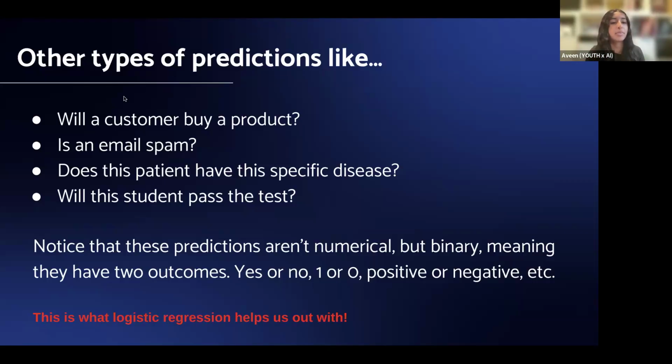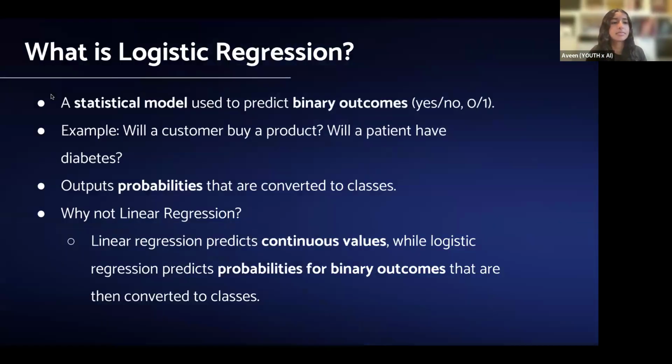This is what logistic regression is helping us with. So what is logistic regression? Logistic regression is a statistical model used to predict binary outcomes, like I was saying, yes or no, one or zero. For example, will a customer buy a product? Will a patient have diabetes? It outputs probabilities that are converted to classes. Instead of outputting a number like linear regression, it gives us a probability, and based on how high or low that probability is, it falls under a certain class, and that is what is outputted.